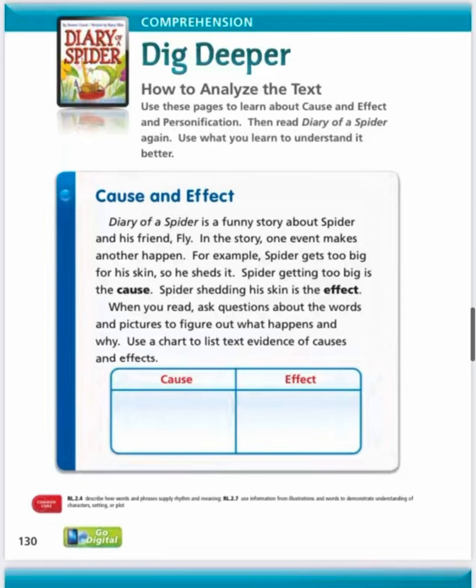Cause and effect. Diary of a Spider is a funny story about Spider and his friend Fly. In the story, one event makes another happen. For example, Spider gets too big for his skin, so he sheds it. Spider getting too big is the cause. Spider shedding his skin is the effect.